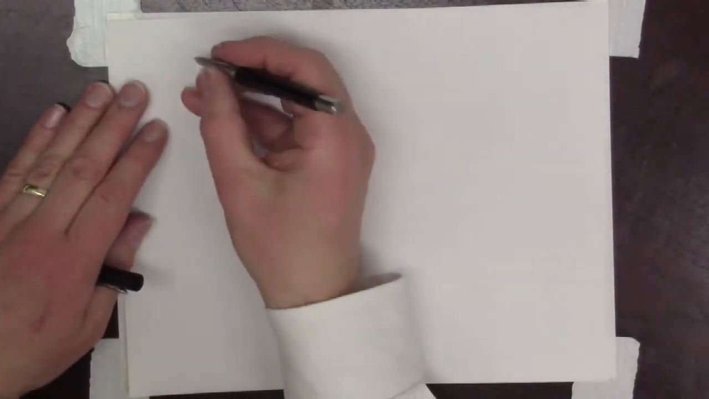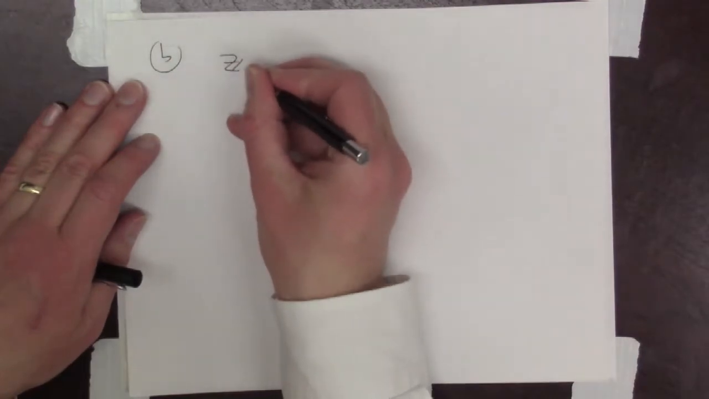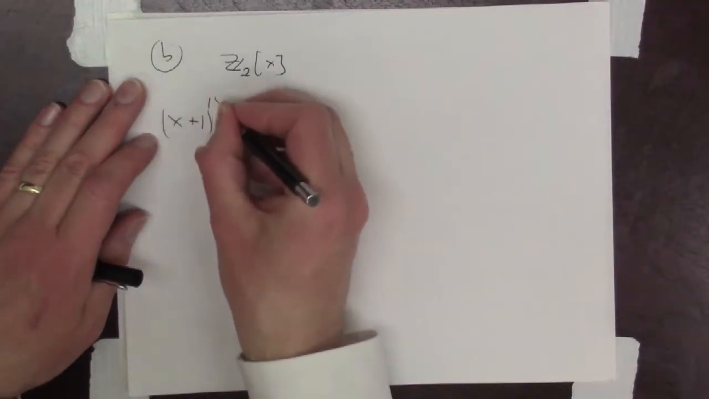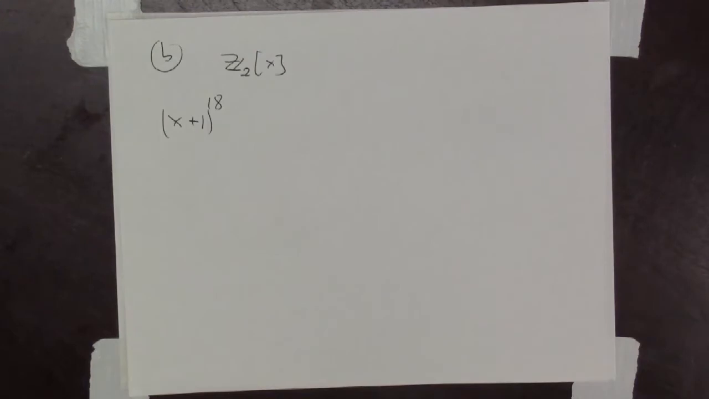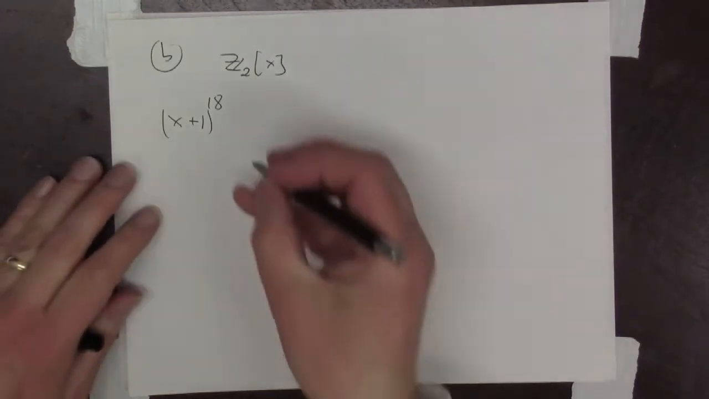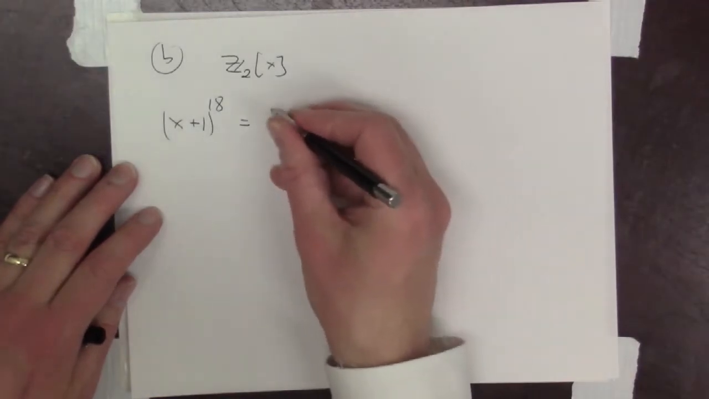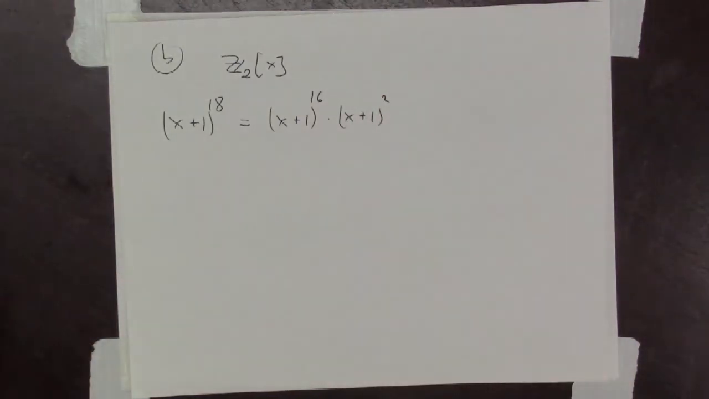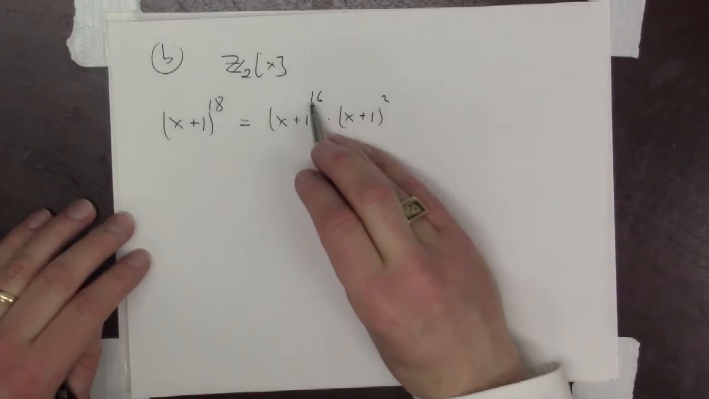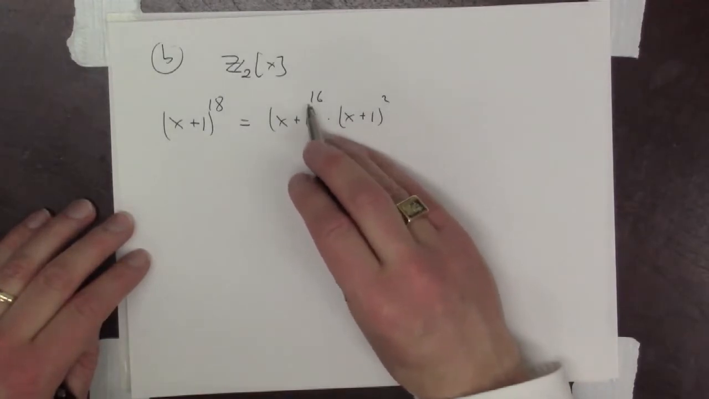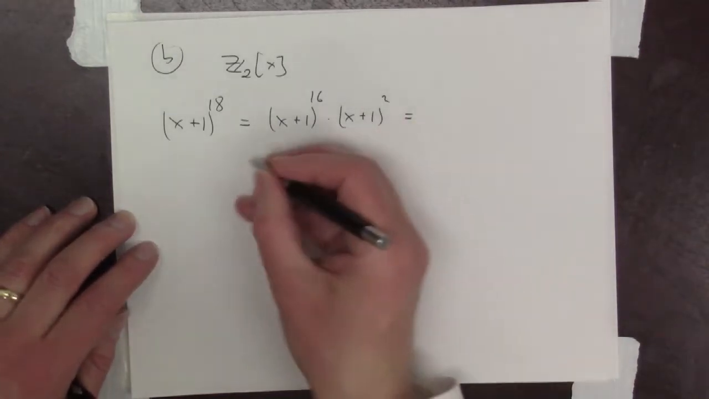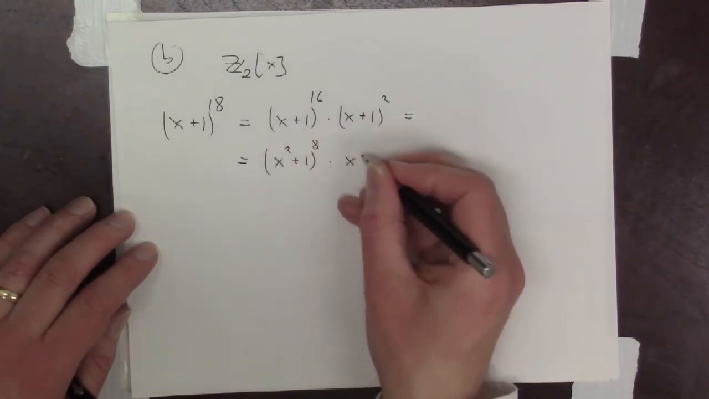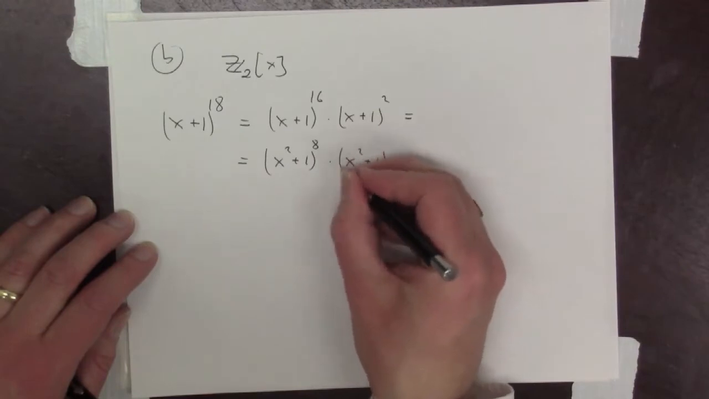The next one, part B here, takes place in integers modulo 2, those polynomials, and I can compute (x plus 1) to the 18. Now, wait a moment. Let's be smart. Namely, this is (x plus 1) to the 16 times (x plus 1) squared. And now, since the coefficients are modulo 2, each factor of 2 in the exponent just jumps in. So the first step is just (x squared plus 1) to the power of 8. This jumps in also. This is just x squared plus 1 over here.